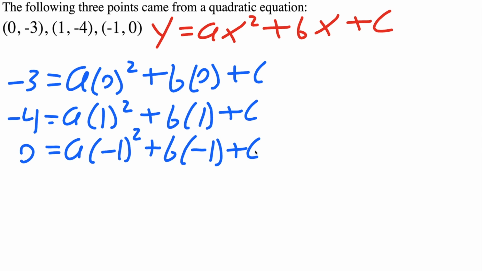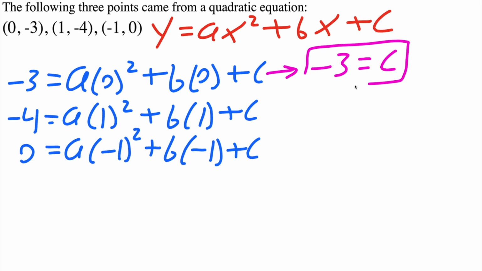And step 3 says simplify the 3 equations. And what that means is instead of saying 0 squared, 0 squared is 0 times 0, and 0 times any number is 0. So 0 times a is going to give us a 0. 0 times b is going to give us a 0. So for this equation, when we simplify it, we get -3 is equal to c, because this piece is 0 and this piece is 0. And that's one of our pieces that we need. So we know what c is.